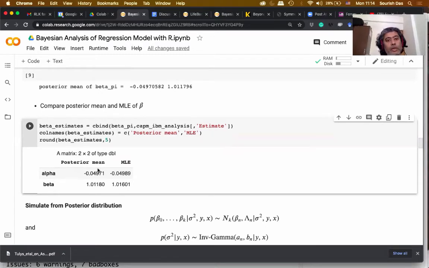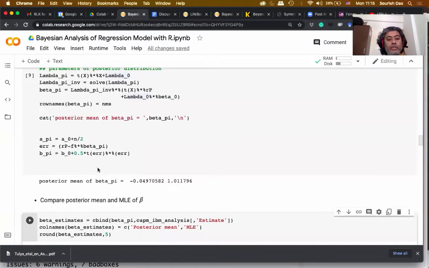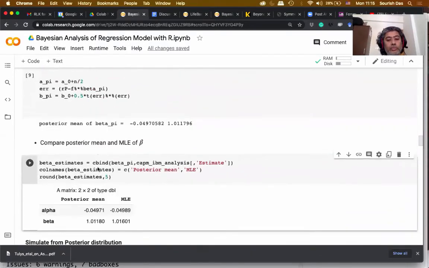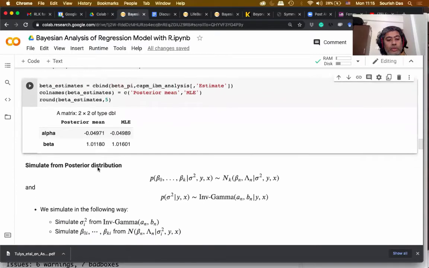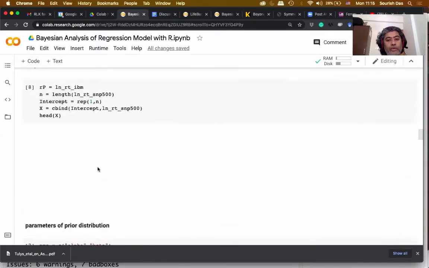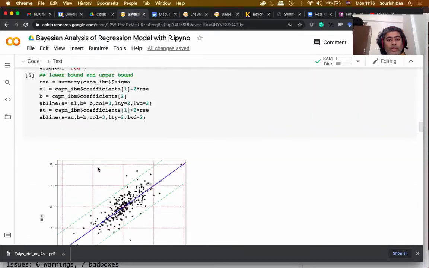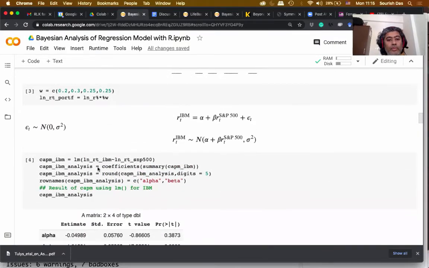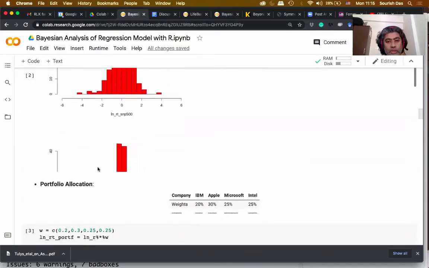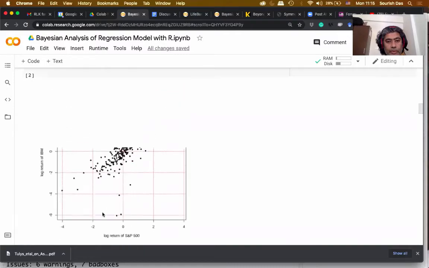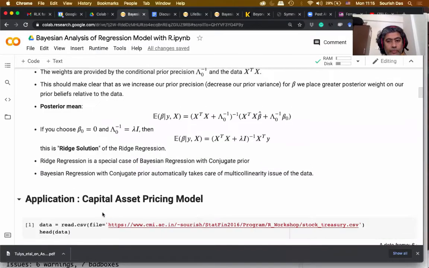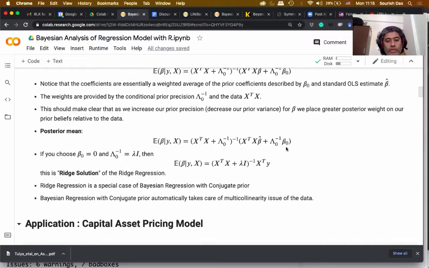Okay. Why am I able to achieve this analytical solution? Because we had a conjugate prior structure. Because of the conjugate prior, we know the exact posterior mean in a mathematically closed form solution. Here, if we go up, here, I know the posterior mean exactly, a closed form solution.